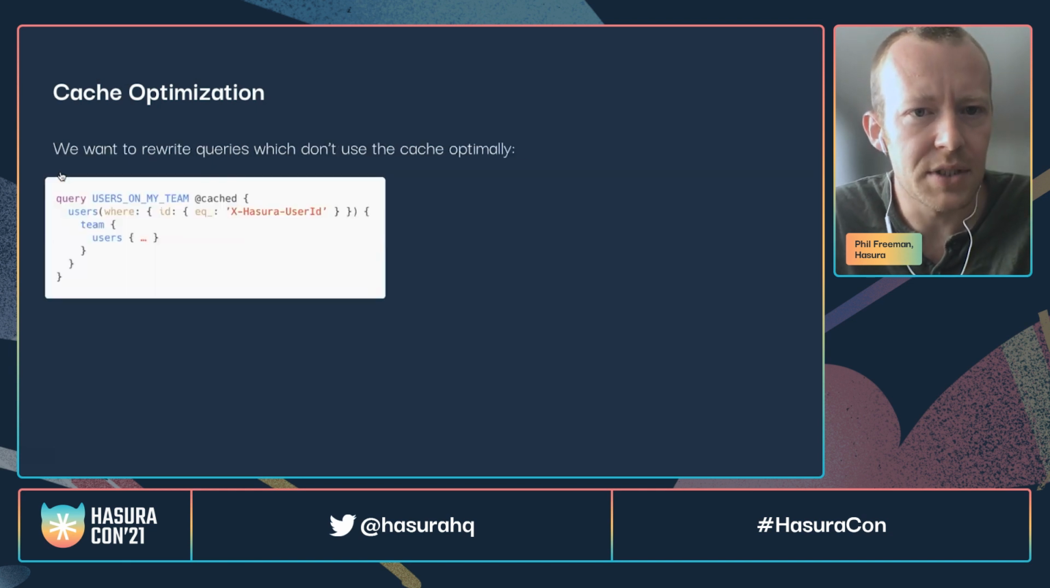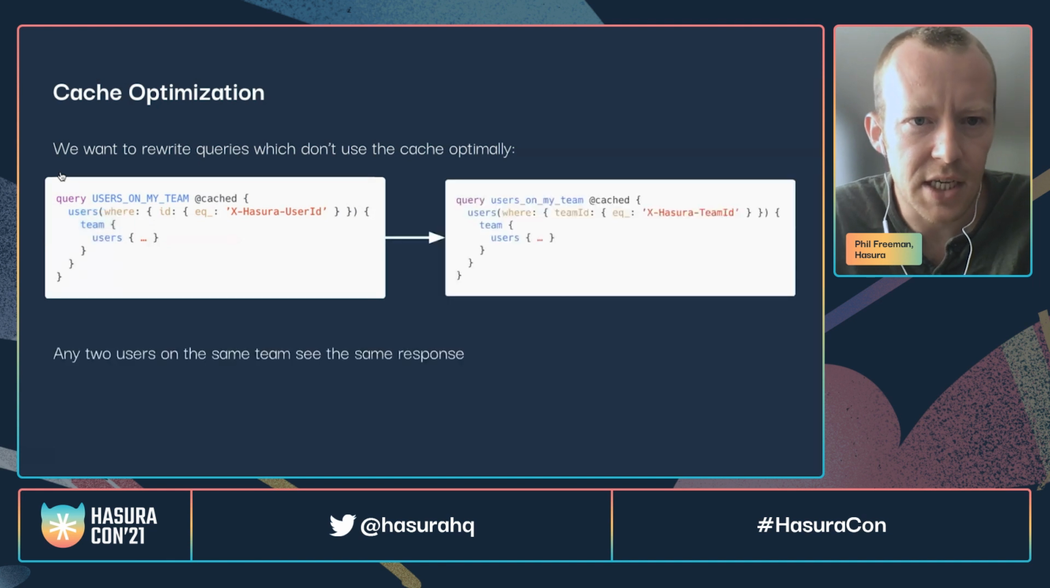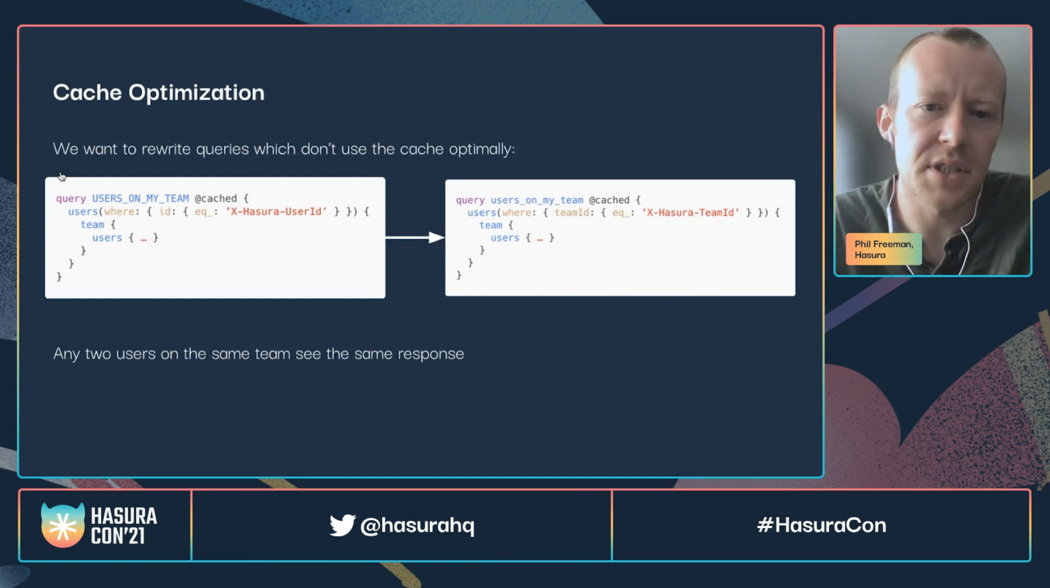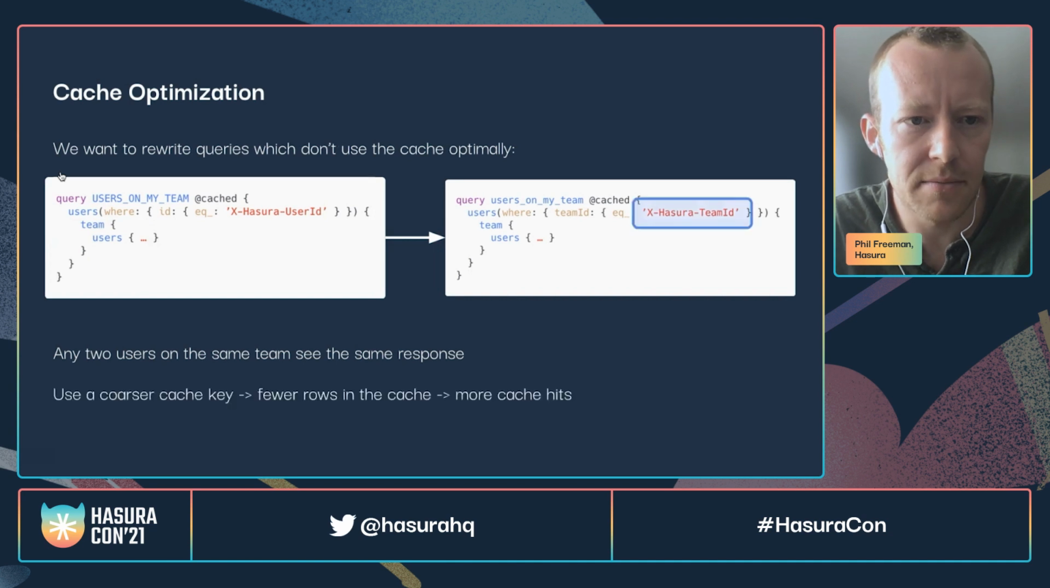So here, for example, I'm using the user ID as a session variable to fetch user data. But if we look closely, I'm only fetching team level information via a relationship and nothing else. So it would be better if we could change the cache key. If we can rewrite the query so that we introduce a separate auxiliary session variable at the team level, then now any two users on the same team can use the same cache key.